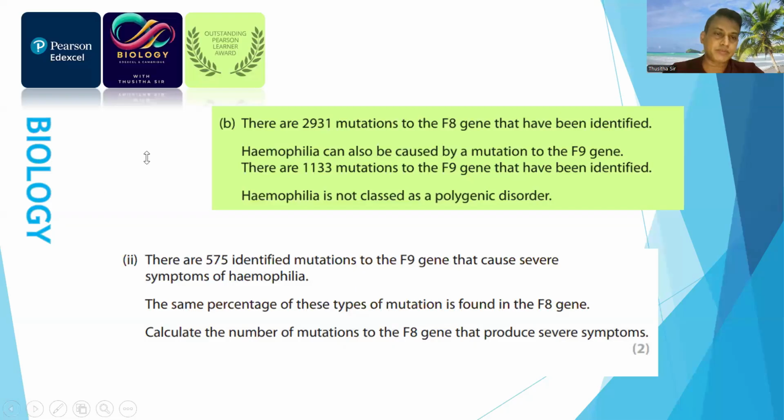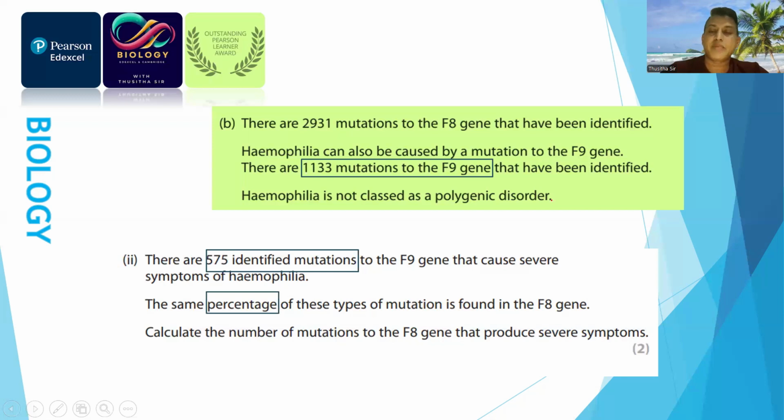Now this calculation. There are 2,931 mutations to the F8 gene that have been identified. Hemophilia can also be caused by the F9 gene, which has 1,133 mutations. There are 575 identified mutations to the F9 gene that cause severe symptoms of hemophilia. That means severe. Others are mild. So the total mutations are this much, and 575 mutations can cause severe hemophilia.